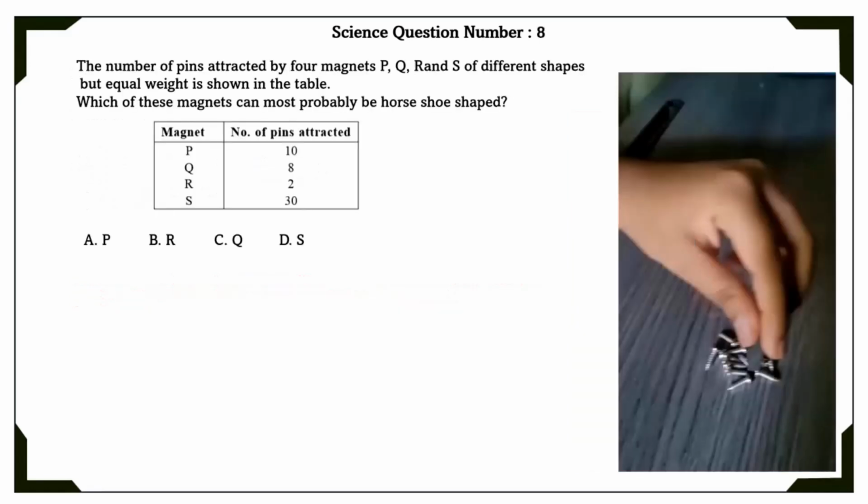Science question number 8. The number of pins attracted by 4 magnets P, Q, R and S of different shapes but equal weight is shown in the table. Which of these magnets can possibly be a horseshoe-shaped magnet?